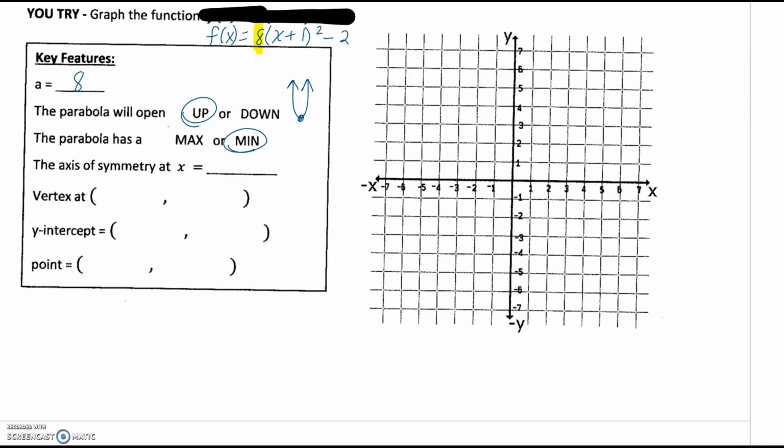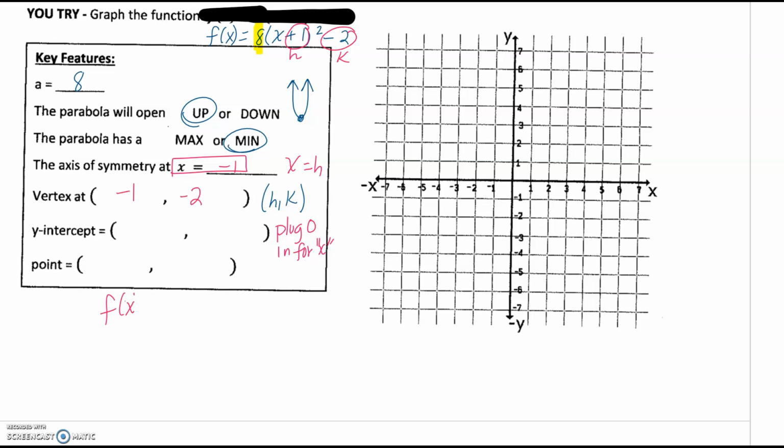I'm going to identify my vertex, my h, k first, and then I'll go back and do my axis of symmetry. What is my h? That's my h. What is my k? That's my k. When I write my vertex, it's the opposite of h, which is -1, and k. Okay. Now to do my axis of symmetry, it's x equals h. So in this case, x equals -1. Good. Now, my y-intercept, how do I get that? I plug 0 in for x.